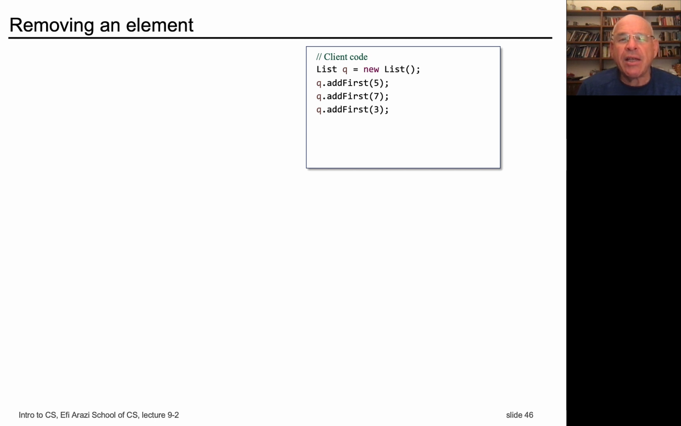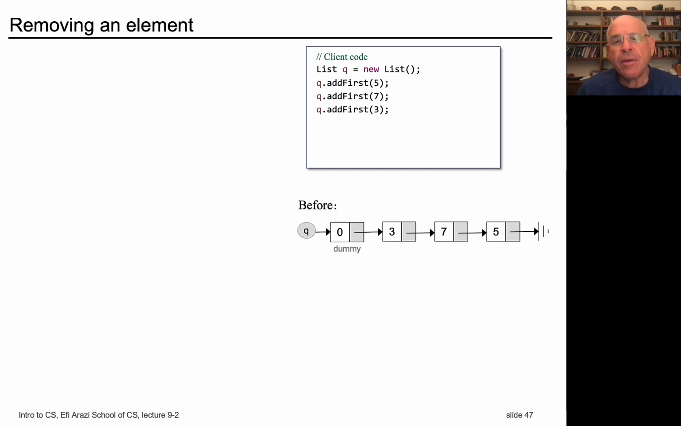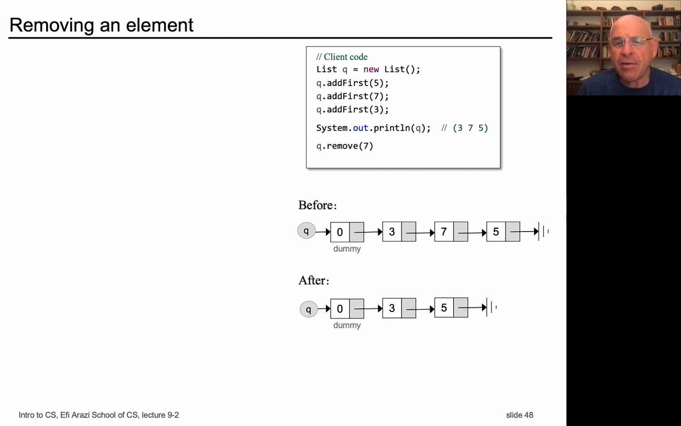So here once again is the same list that we are building in every slide, beginning with the dummy record or the dummy node. And now we print it, we get 3, 7, 5. It's not the same list, it's a slightly different list, doesn't matter. And then we say remove 7. All right, let's look at what will happen. 7 will be knocked out and the list will become 3, 5. That's the meaning of removing an element.